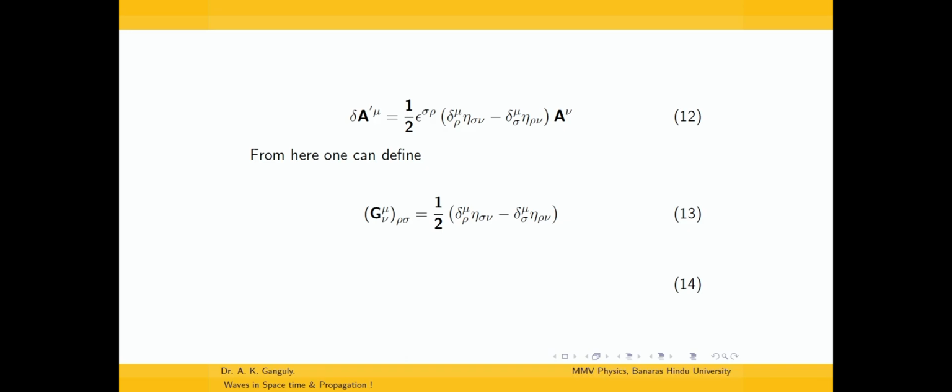So, our change in the vector A mu now can be defined as a product of two quantities, as we have said already. Those are omega and g, or omega and M. Thank you.